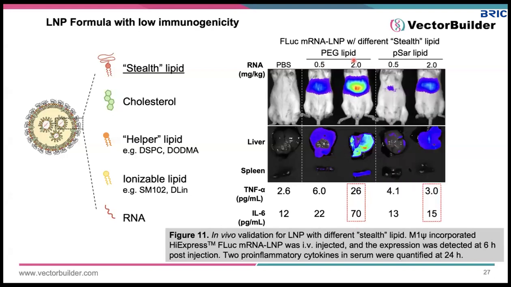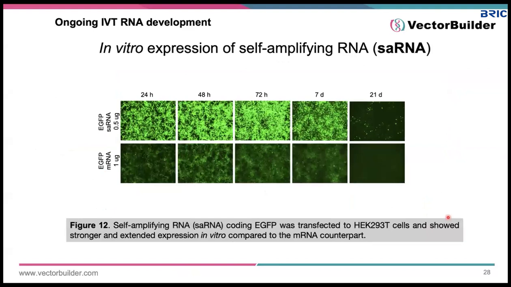So to address that issue, we changed the PEG lipid to a PCR lipid in the LNP. And now, after injection, you can see that the cytokine expression is much reduced, whereas the expression of the luciferase mRNA in vivo is also reduced. So now we are optimizing the formula of the lipid nanoparticle by increasing the transduction efficiency of the lipid nanoparticle while maintaining low immunogenicity.